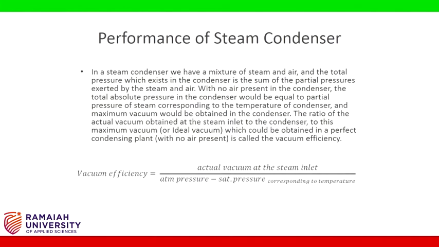In a steam condenser, we have a mixture of steam and air, and the total pressure which exists in the condenser is the sum of the partial pressures exerted by the steam and air. With no air present in the condenser, the total absolute pressure in the condenser would be equal to the partial pressure of steam corresponding to the temperature of the condenser, and maximum vacuum would be obtained in the condenser. The ratio of the actual vacuum obtained at the steam inlet to the condenser to this maximum vacuum or ideal vacuum, which could be obtained in a perfect condensing plant with no air present, is called the vacuum efficiency.